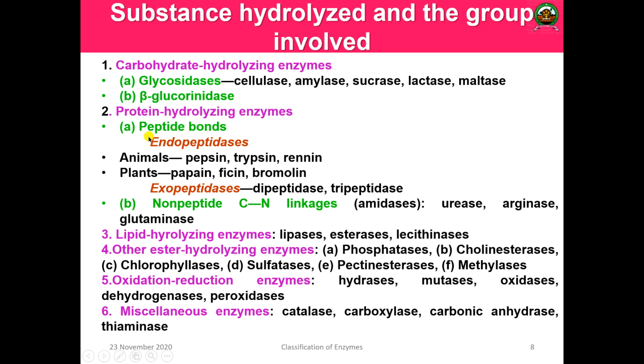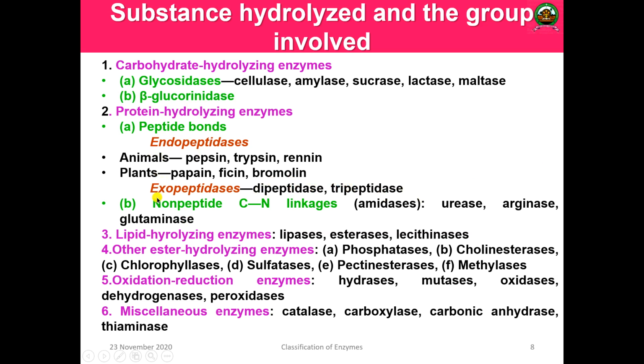Next are the protein hydrolyzing enzymes. There are 2 types: those acting on peptide bonds and those acting on non-peptide carbon nitrogen linkages. For peptide linkages, there are again 2 types, endopeptidases and exopeptidases. Endopeptidases cut within the peptide, while exo means outside the peptide unit. Endopeptidases are present in both animals and plants. In animals: pepsin, trypsin, renin; in plants: papain, ficin, bromelain, etc. Exopeptidases are dipeptidases, tripeptidases, and so on.